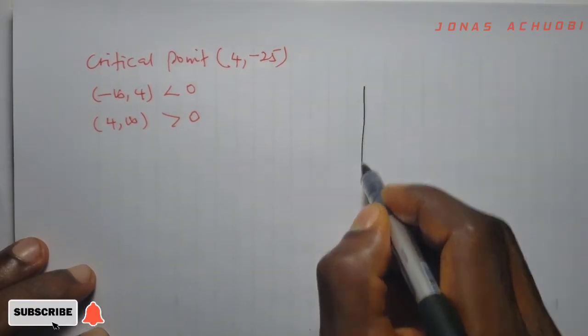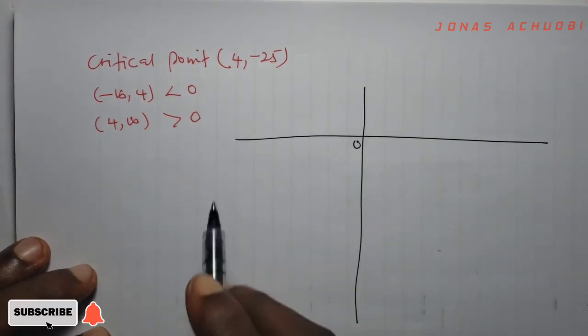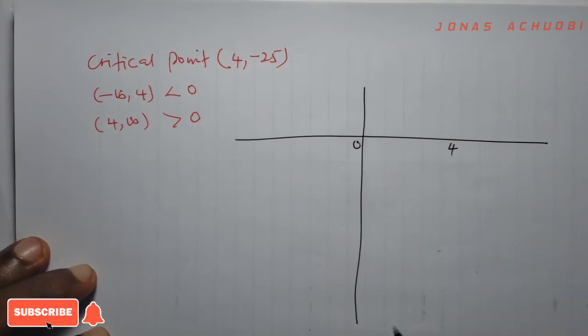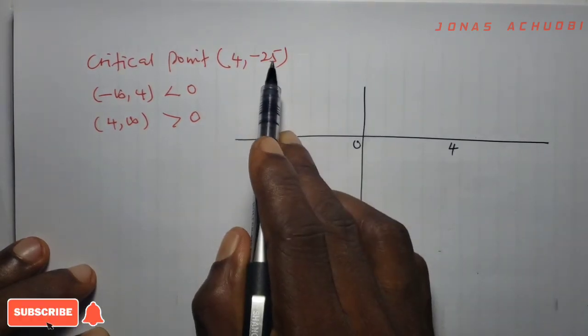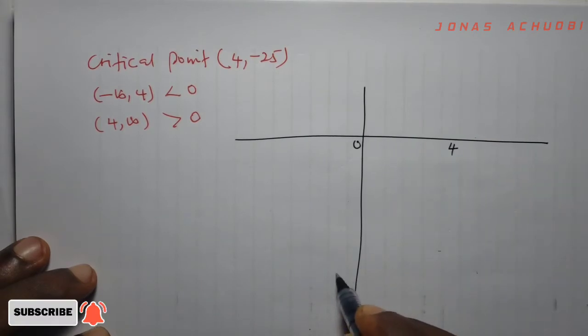So we draw our axes this way. This is the origin 0. The critical value was at x equal to 4. So this is x equal to 4, the critical value. And the y value is negative 25. And that is the downside here. Negative 25 is somewhere here.